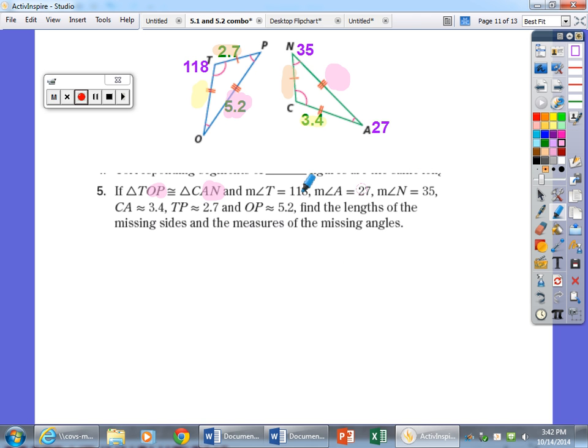So this is how corresponding parts of congruent figures match up, and this is how we can use it. If you go to the assignment now, the assignment is going to be doing problem number 6 on page 260.